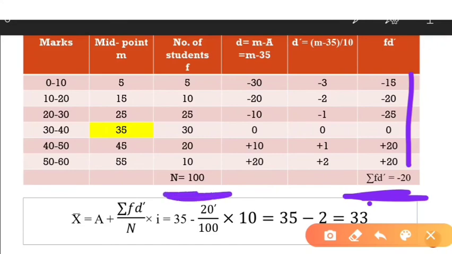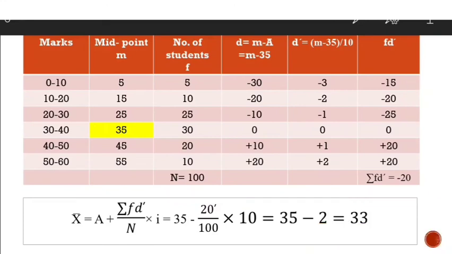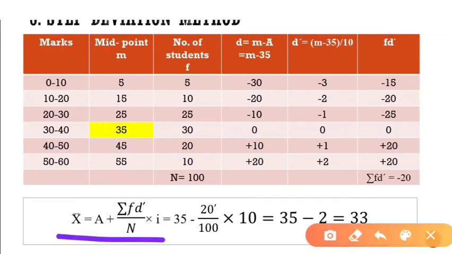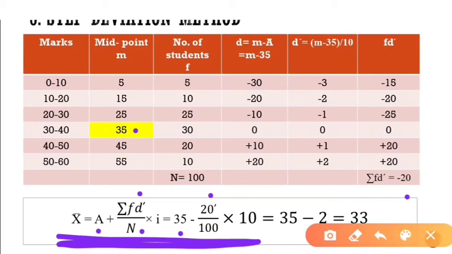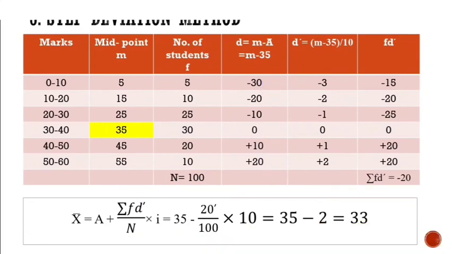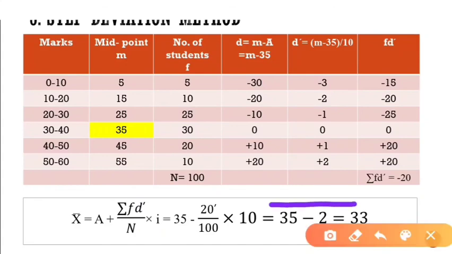After that, we're going to put all these values in this formula for the step deviation method of calculating mean. This is given to us. Where is A? A is 35. So here is 35, and summation f d dash is minus 20, so minus 20, and N is 100. And i? What's i? We have taken i over here. It's 10, the common factor of all these things. So 10 over here. After substituting these values, we are getting 35 minus 2 is equal to 33.